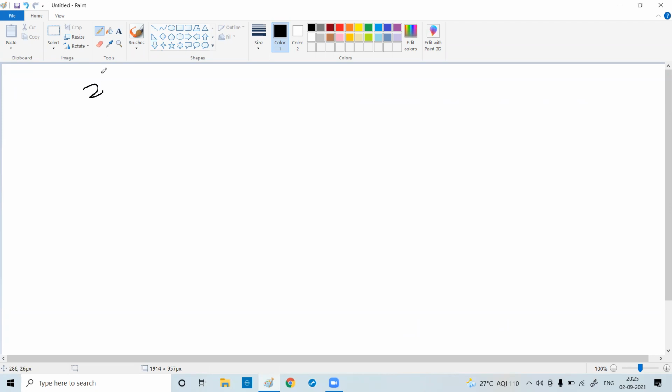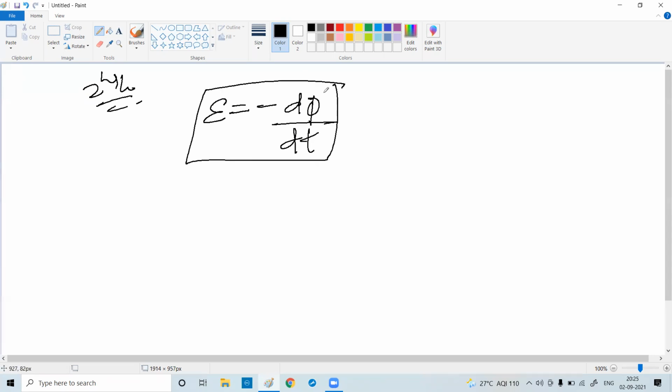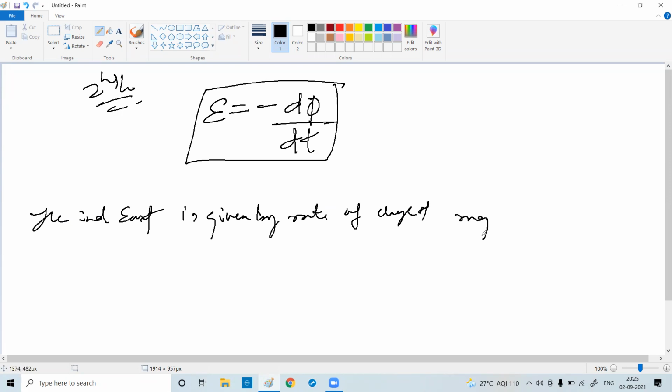Understanding is important. What is the second law? The second law says, I will write the mathematical formula: E equals minus d phi by dt. That means the induced EMF is given by the rate of change of magnetic flux linked with the circuit.